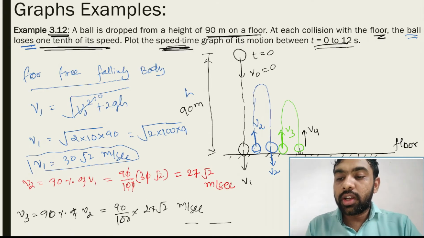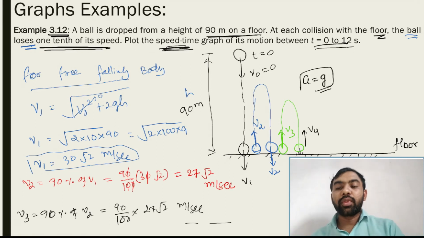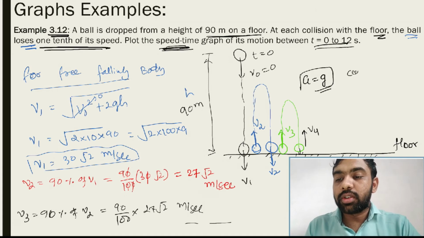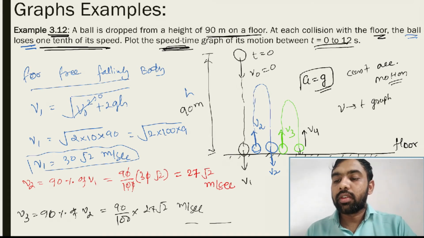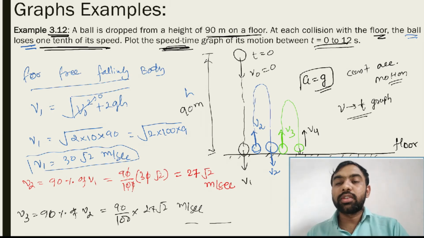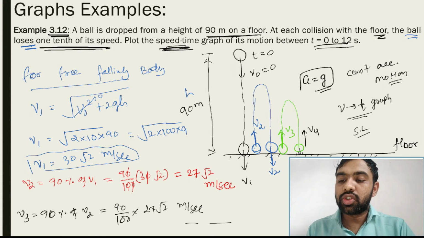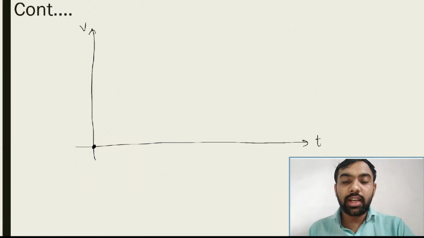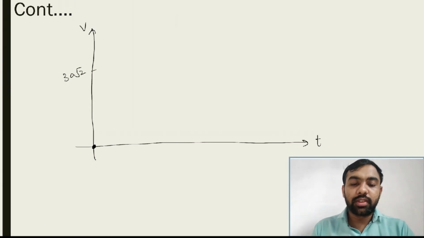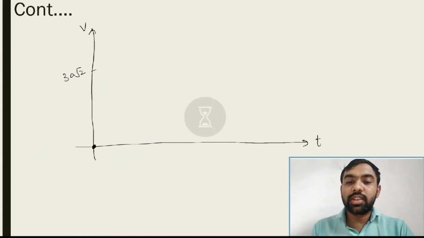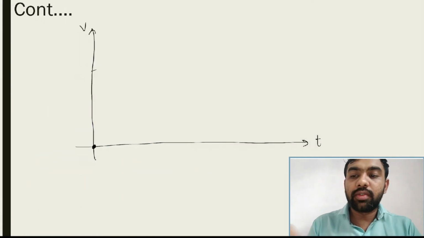Now this is motion under gravity, so acceleration is equal to g. And here we draw the speed versus time graph, so I am just showing only positive data. That is a constant accelerating motion. If you consider any constant accelerating motion, then the v versus t graph is a straight line. So let's draw the straight line. The speed is 30 root 2 first, that is v1 actually. So let's write here v1.